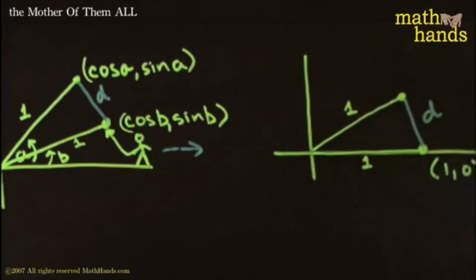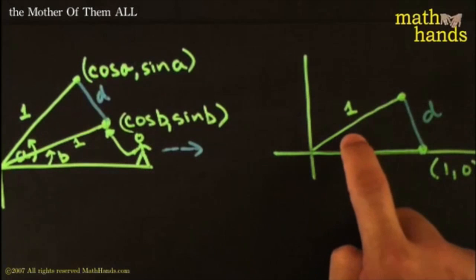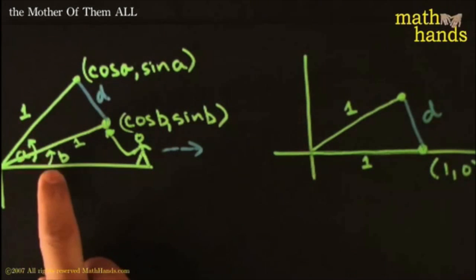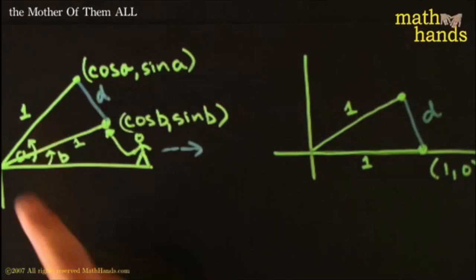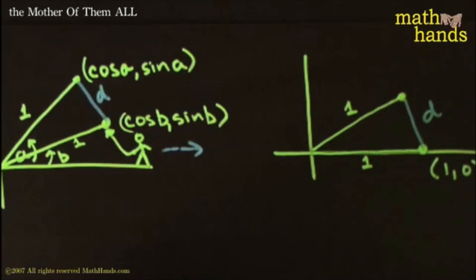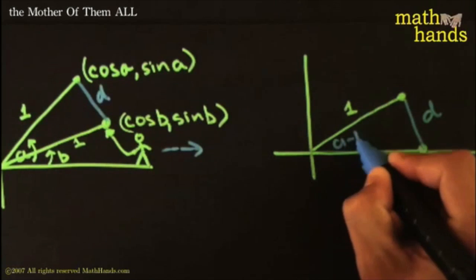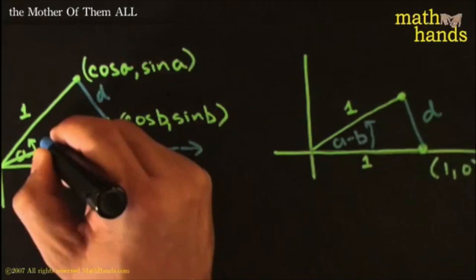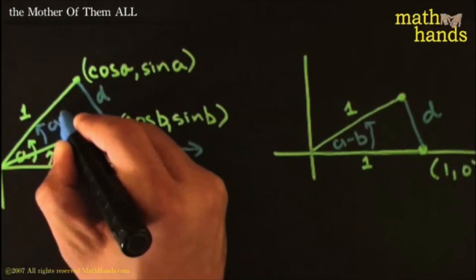There's your distance D. But now let's think about this angle right here. This angle used to be, the whole thing was A and the little one was B. That right there would be the difference between them. So that would definitely be A minus B. That would be the angle. The angle now for this one would be the same as this angle right here, A minus B.